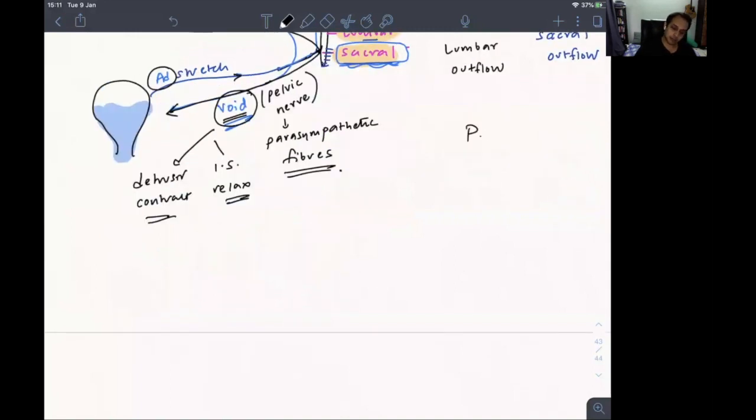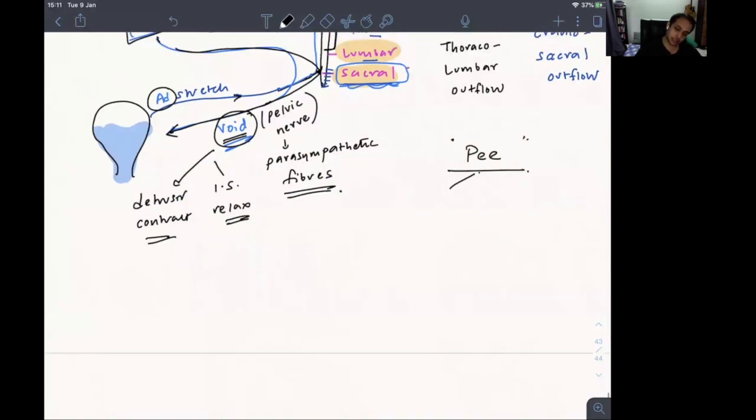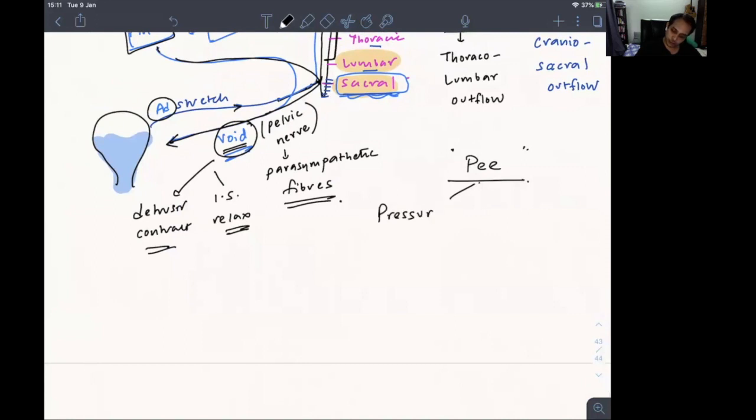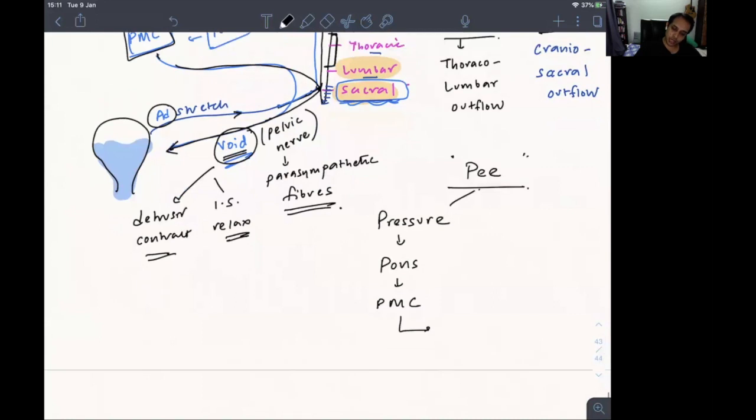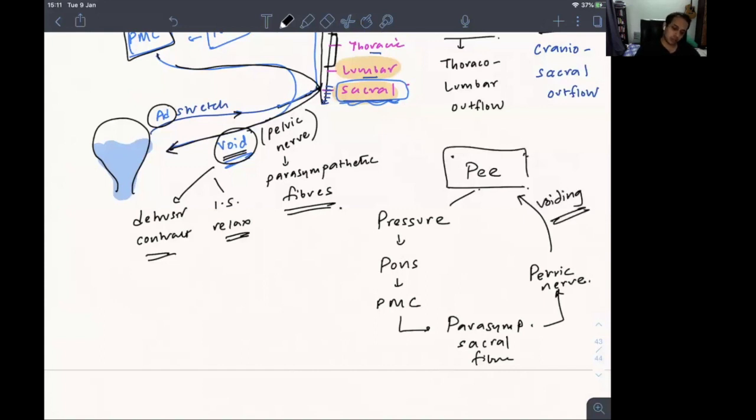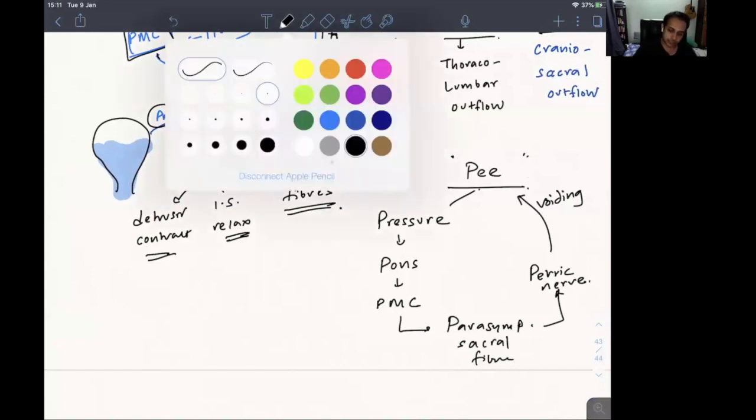So, one easy way to remember is that when you have the micturition reflex, your pressure will get transmitted to the pons where you have your pontine micturition center, which will act on your parasympathetic sacral fibers via your pelvic nerve to cause voiding. Okay, so this is your micturition reflex.